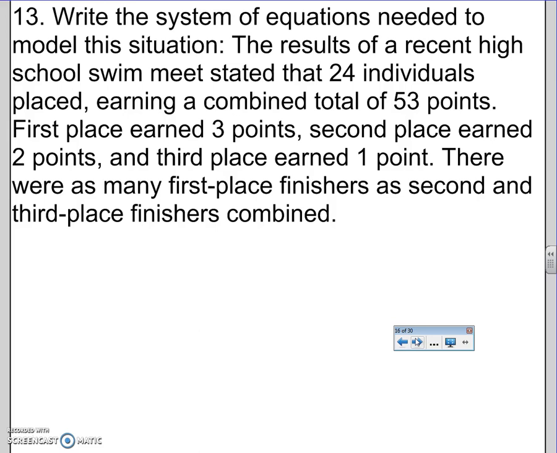Alright, so this one is actually like the coin problem. So let's do this. There are 24 individuals placing. Alright, so that's one equation. So I'll call F for first places, S for second places, and T for third places. So basically F is like first place people, S is for second place people, T is for third place people. So those 3 groups together should equal 24 people. So that's my people equation.